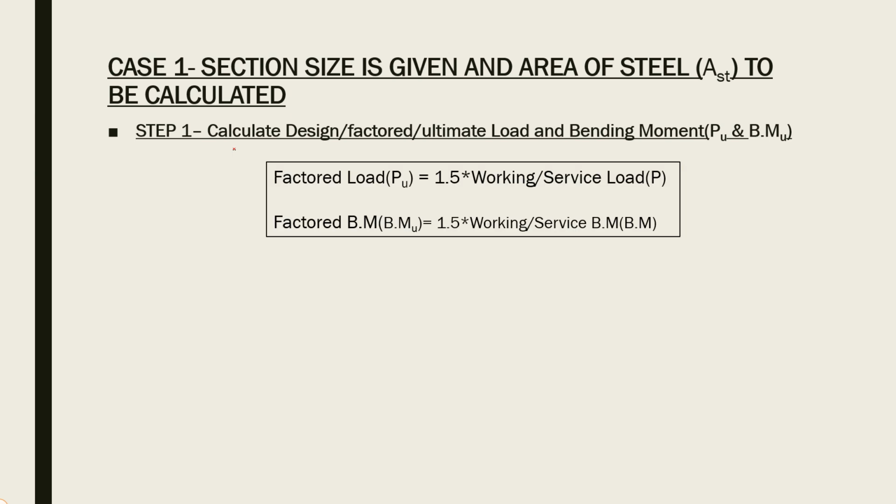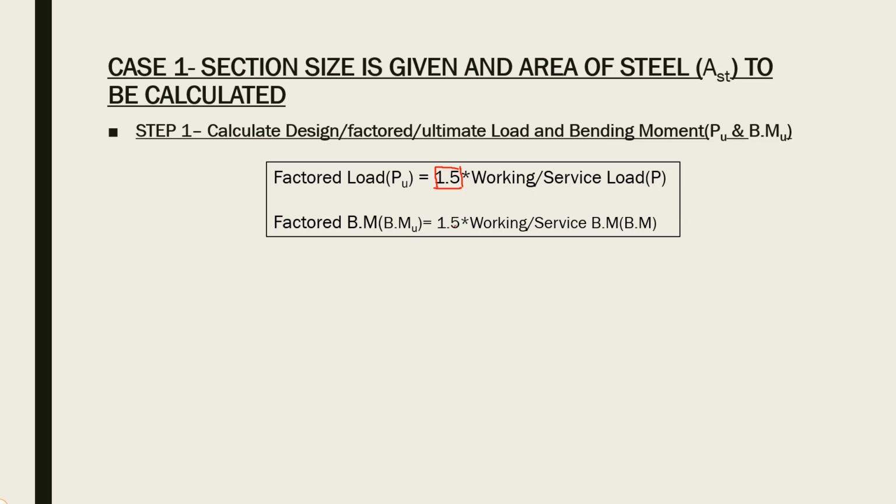Factored load will be calculated by multiplying the partial factor of safety, that is 1.5, into the working service load which you will calculate. In the same way you will calculate the ultimate or factored bending moment by multiplying the partial factor of safety into the working service bending moment. So when you have the factored load and factored bending moment, we will move toward step 2, that is calculation of ultimate moment carrying capacity of the section.